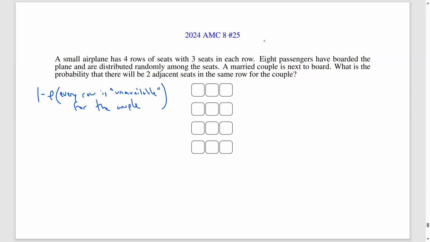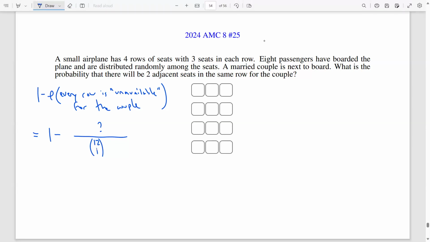So first we point out that the number of ways that the 8 passengers can seat themselves is 12 times 11 times 10 times all the way down to 5. However, in order to save a bit of computation, we can actually look at the number of combinations of 8 seats chosen from 12, since they'll be equally likely. So there are 12 choose 8 ways to choose 8 of the 12 seats on this airplane.